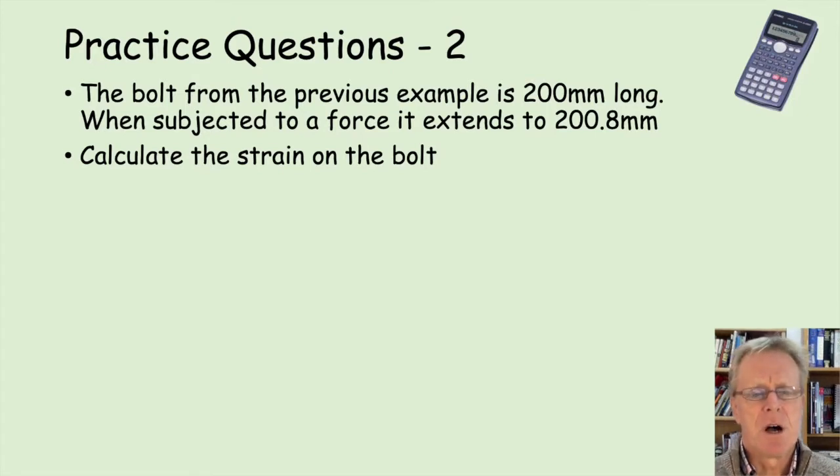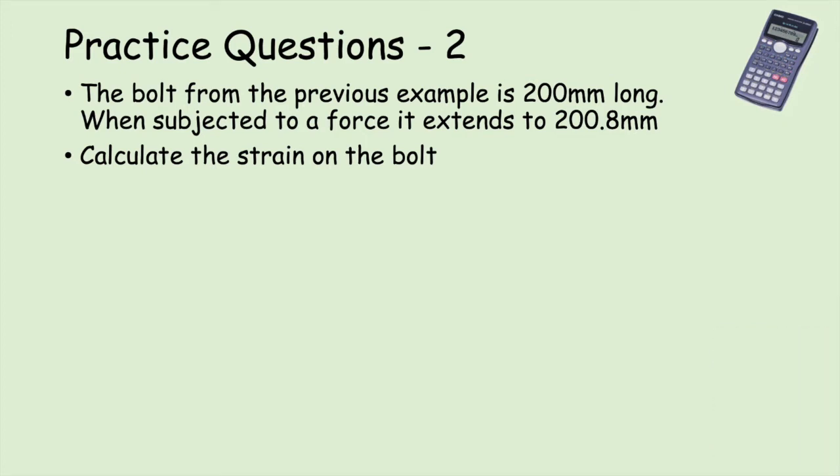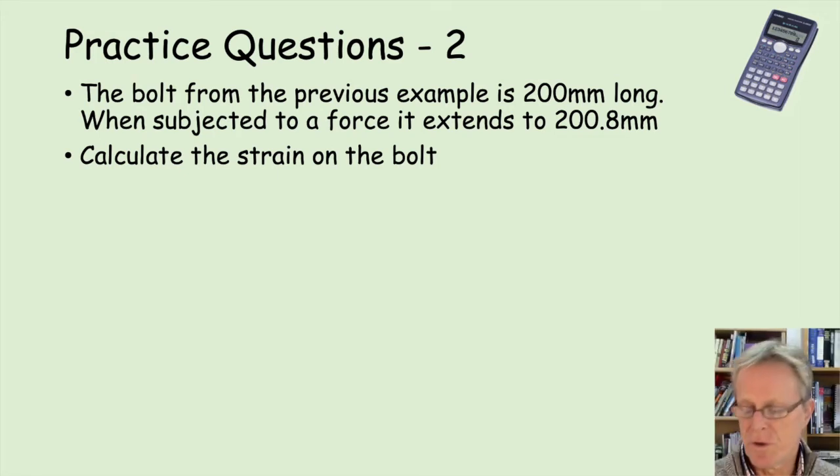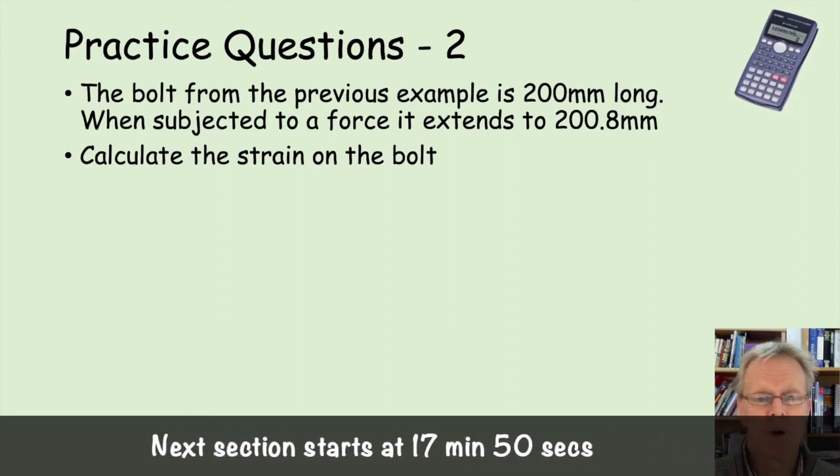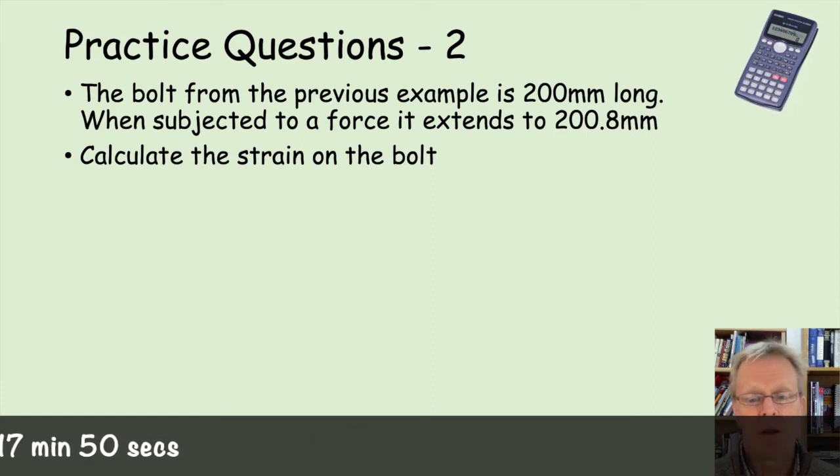A bolt from the previous example is 200 mm long, and when subjected to a force it extends to 200.8 millimetres, and all you've got to do is to calculate the strain on the bolt. So have a go at the question, and when I tell you, pause the video, and then I'll give you the answer. So pause the video now. Okay, the answer you should have got is 0.004 or 4 times 10 to the minus 3. If you got that, well done. Jump on to the next section. If not, we'll go through it.